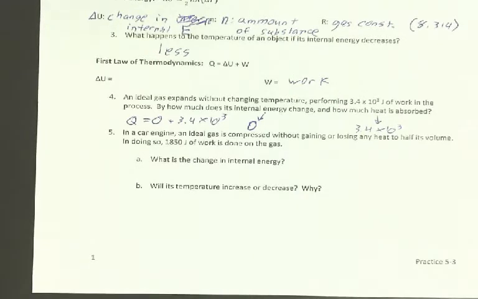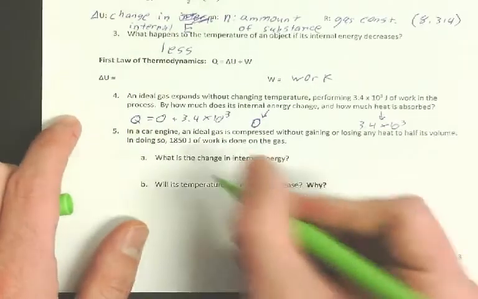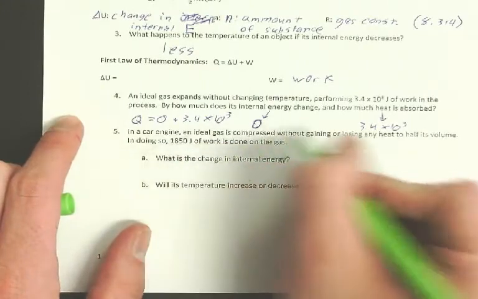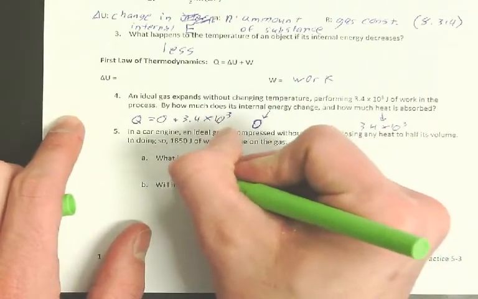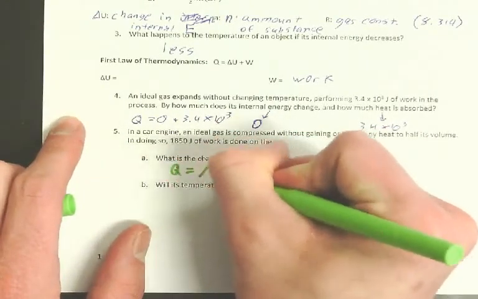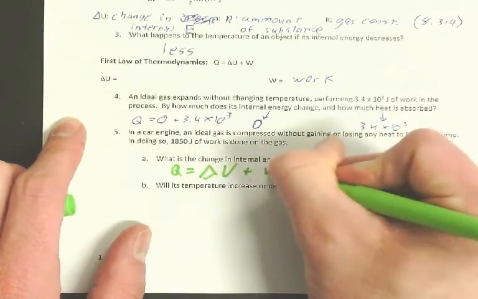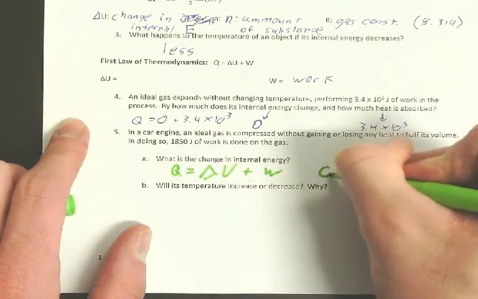You thought it was less than the 1850? Yeah. Okay. You're right that it is going to be related to the 1850. So let's look. So no heat. Q equals delta U plus W. So Q is 0.